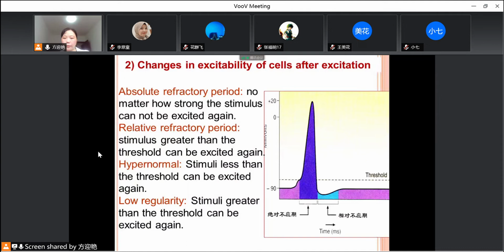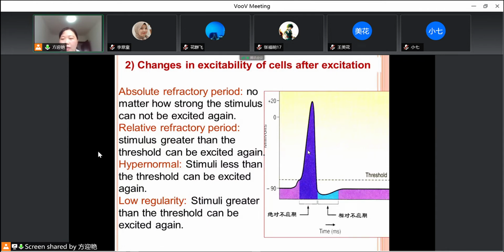Yes. Majorly, during this period, the sodium channel first opens, and then the second stimulation cannot lead to the sodium channel opening, because the channel is in inactivation. So we know that during the absolute refractory period, if we give a second stimulation, another action potential cannot be produced.